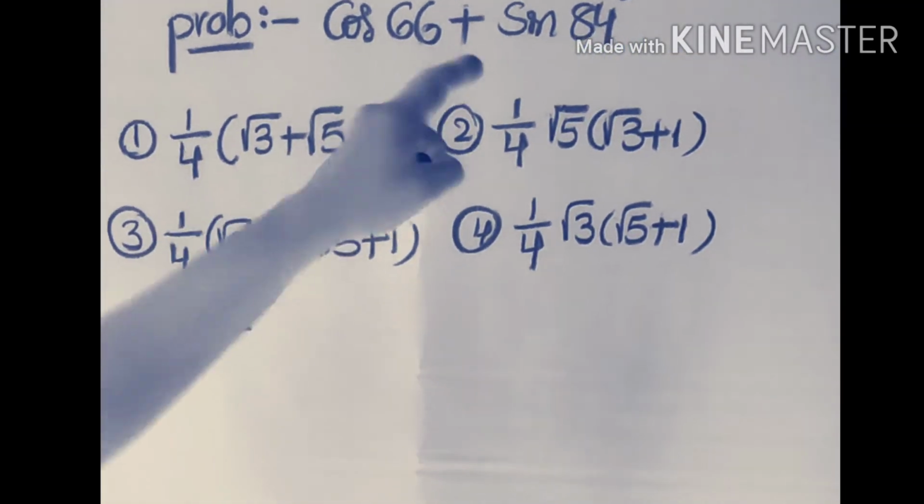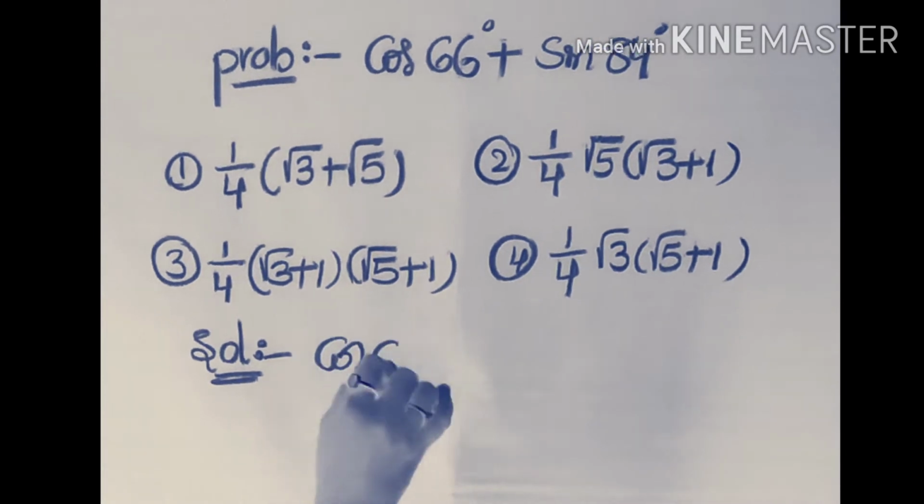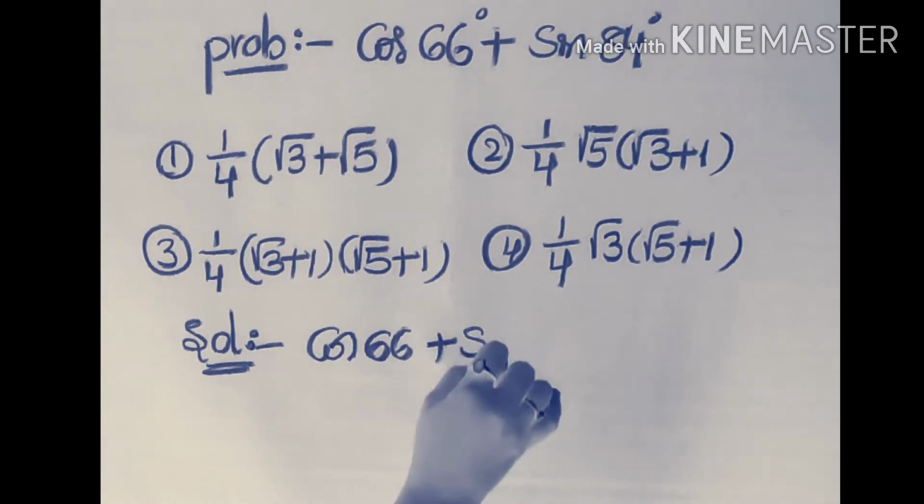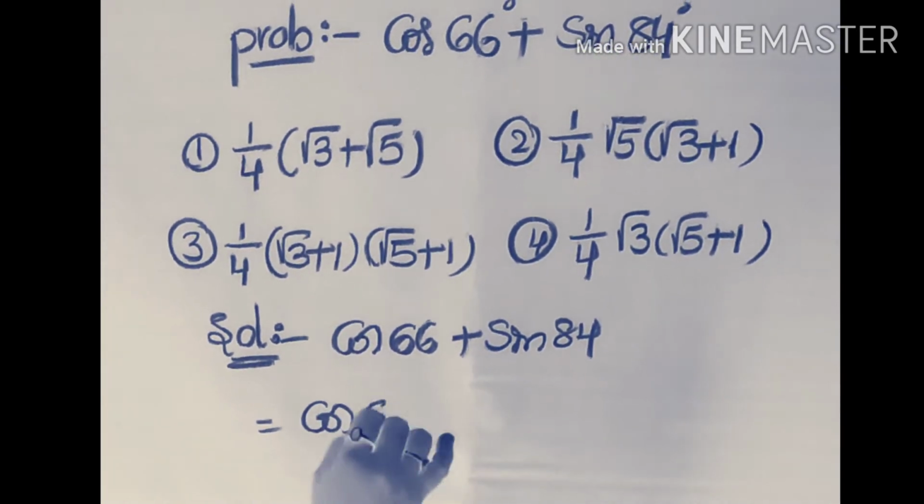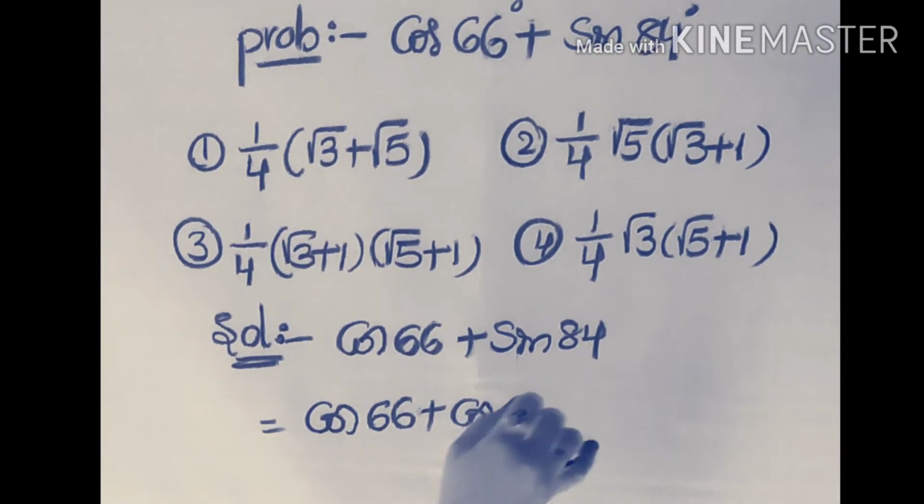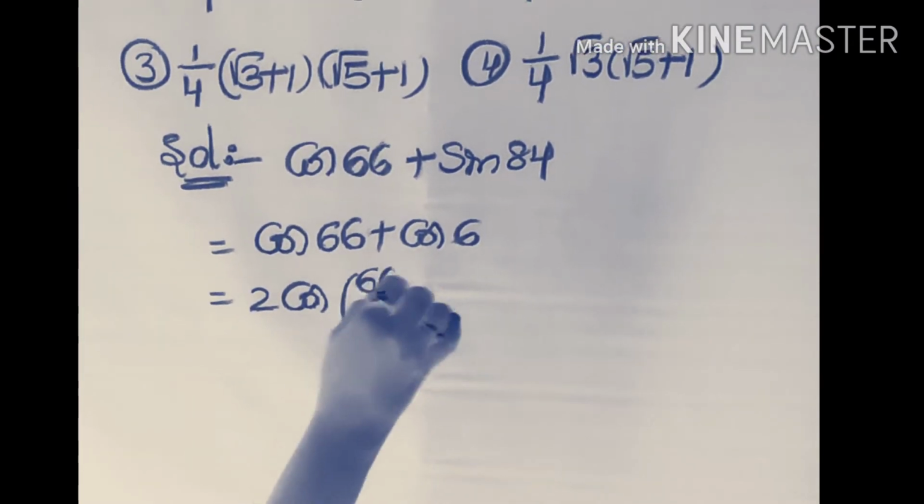Cos 66 plus sin 84 is equal to, what is the answer? So the given problem is cos 66 plus sin 84. Now sin 84 is nothing but cos 6. Cos 66 plus cos 6. And this is cos C plus cos D. Cos C plus cos D formula: 2 cos (C plus D) by 2 cos (C minus D) by 2.